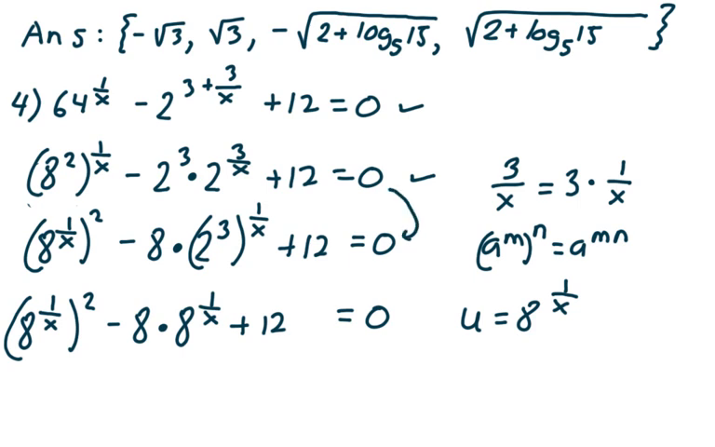So 8 to the 1 over x raised to the second minus 8 times 2 to the third to the 1 over x plus 12 equals 0. So 8 to the 1 over x raised to the second minus 8 times 8 to the 1 over x plus 12 equals 0. So it took a minute to set up this for my u substitution. And my u substitution will be as follows. U is equal to 8 to the 1 over x.